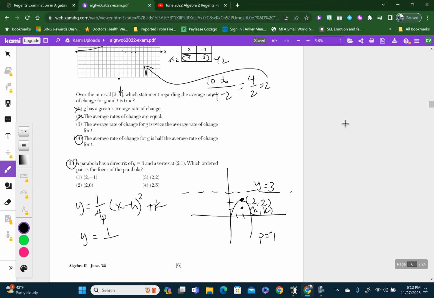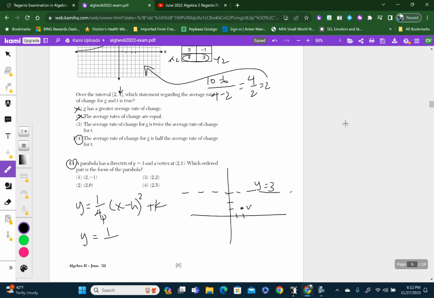Oh, they tricked me. Hold on, reverse. Okay, they tricked me. So see, it can happen if we're not reading. So they told us, all right, let me check this out. They told us that the vertex is 2, 1. The vertex is at 2, 1.